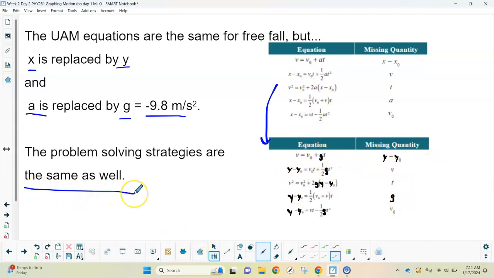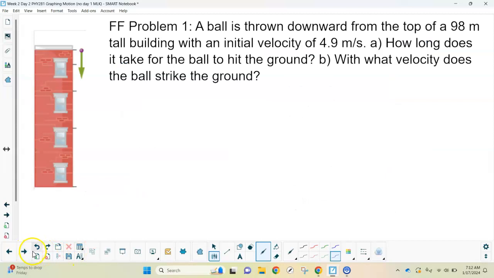The problem-solving strategies are the same as well. So you draw a picture, you set up your table, you figure out your values, you figure out what your unknown is, you figure out what quantity is missing so you pick the right equation, and then you go ahead and do the algebra and solve. So we're going to finish up by doing maybe 2 more problems, and then this will be the end of the video. Sorry it's a little long. It's not longer than my normal, but it's the lesson for today.